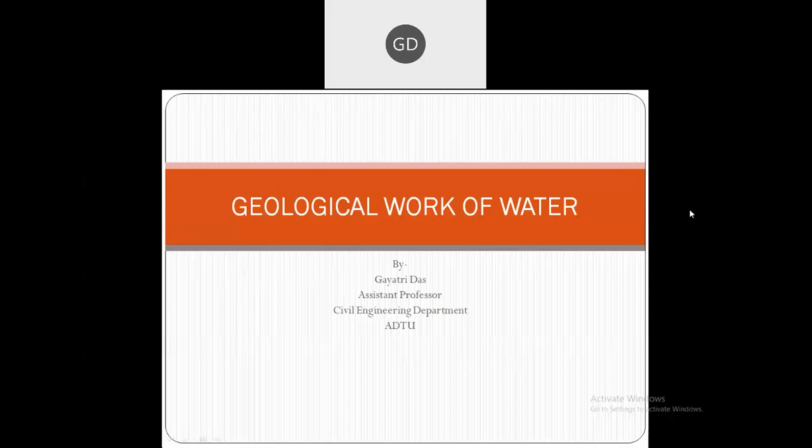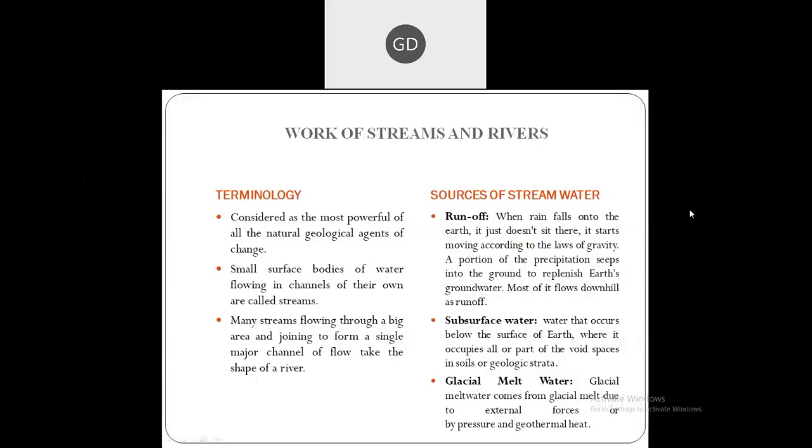Last class, we discussed the geological work of the atmosphere, right? The atmosphere we have done, and the geological work of wind also. So today we will be discussing the geological work of water. Before coming to the works of streams and rivers, and before coming to the terminologies, let me first tell something about the introduction part.